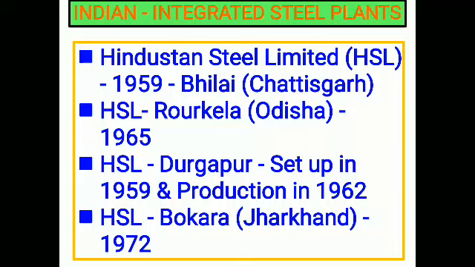Where it was set up, but production started in the year 1962 at Durgapur, West Bengal, and in 1972 at Bokaro, Jharkhand. So these are the 4 integrated steel plants which come under Hindustan Steel Limited. This Hindustan Steel Limited, which has been set up in the year 1959 at Bhilai, that is Chhattisgarh, has been collaborated with the foreign company, Russia, and manufactures railway equipments and shipbuilding.